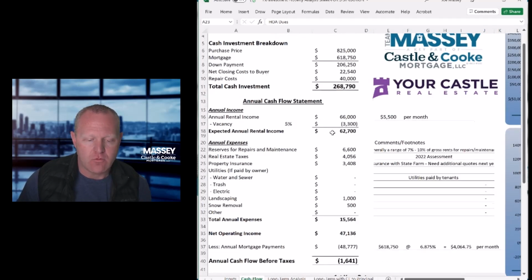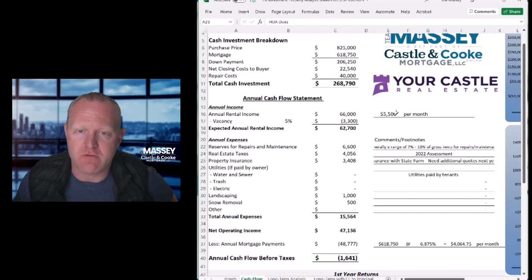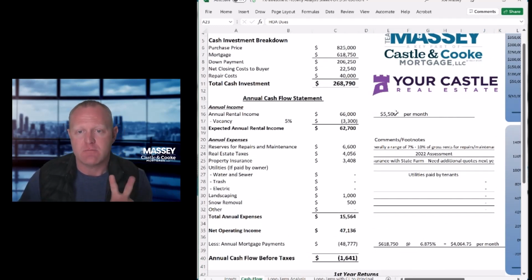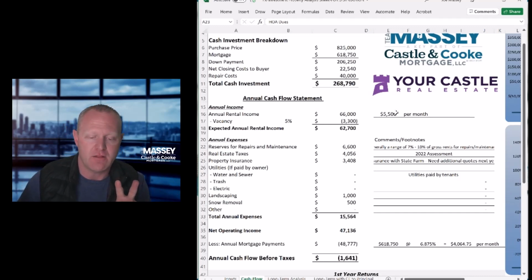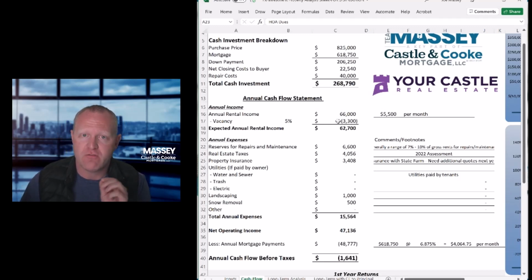Next, we're going to go to the annual cash flow statement. And so what we're going to see is the annual rental income. So $5,500 per month. So $2,750 per side times 2 is $5,500 a month times 12 months is $66,000 per year. And the first thing we're going to take out for expense is vacancy.